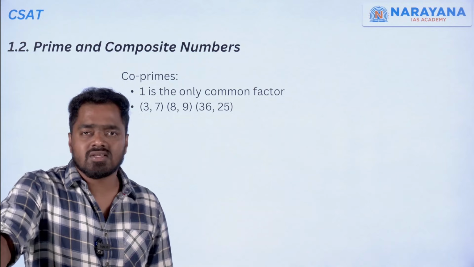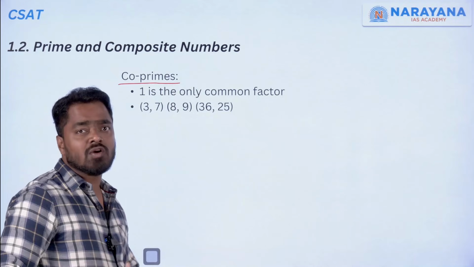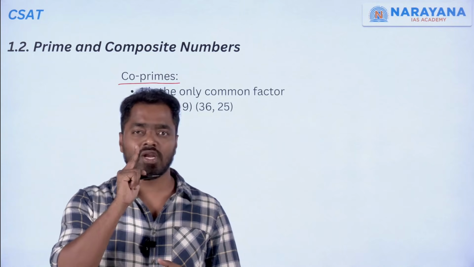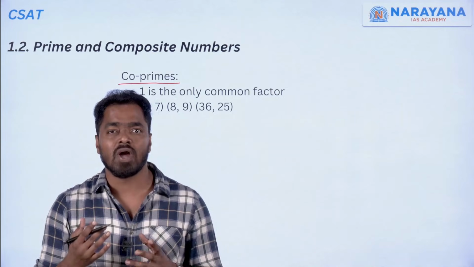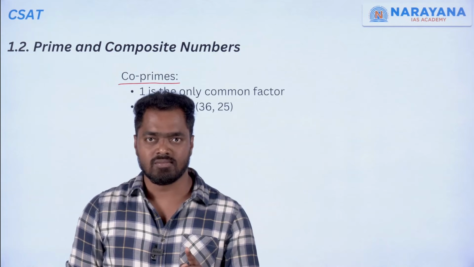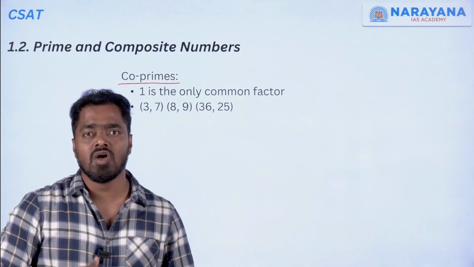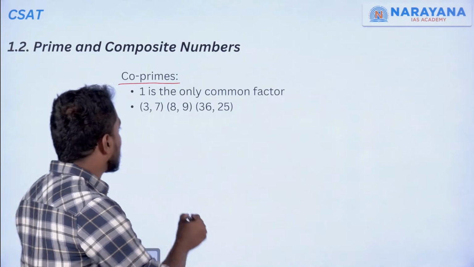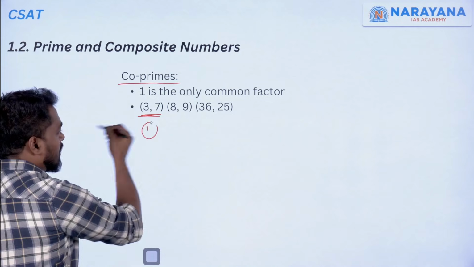Now there is another simple concept, co-primes. So what are co-primes? They are a set of two numbers or a set of three numbers which have only one common factor, that is 1. So if you take any two numbers, like for example 2 and 3, what are the common factors of 2 and 3? That is only 1. Then they are called co-primes. So they can be a set of two, three or four numbers which have common factor only 1. For example, if you take 3 and 7, what is the common factor for 3 and 7? That is only 1.